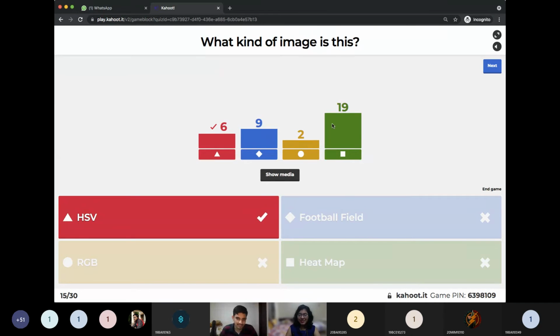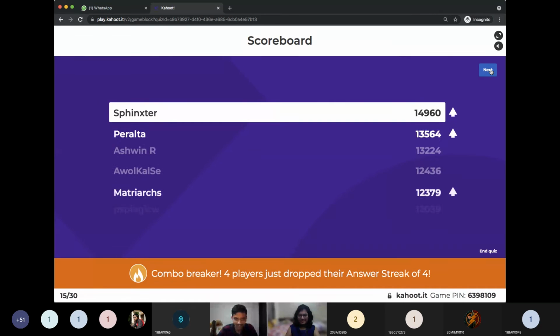Okay, only 6 people got this right. Yes, this was a tricky question. It's a concept of computer vision. It's the kind of image that we were looking for, not the type of image that we were looking for. So 6 got it correct. That's great. There will be changes. And yes, we have Sphincter on top, Peralta on the second.